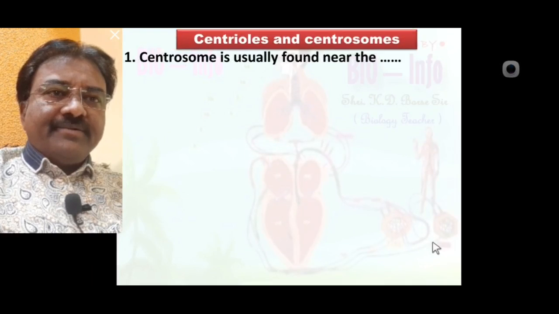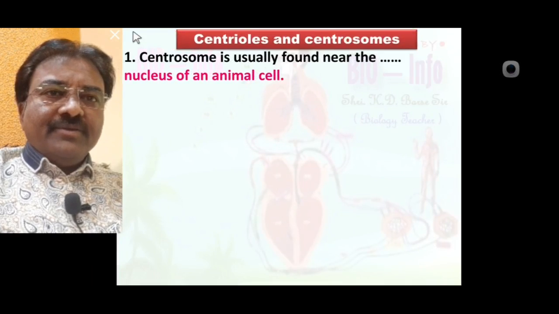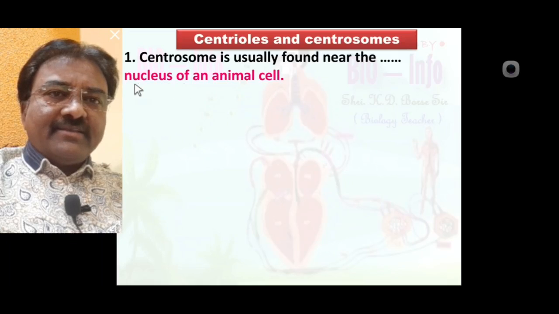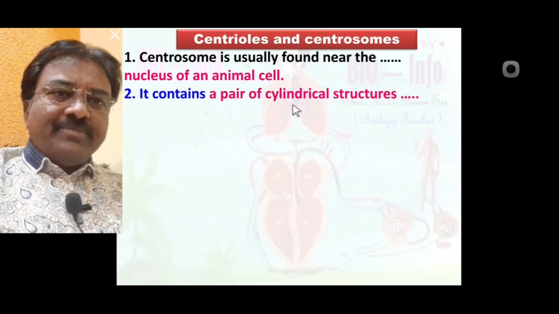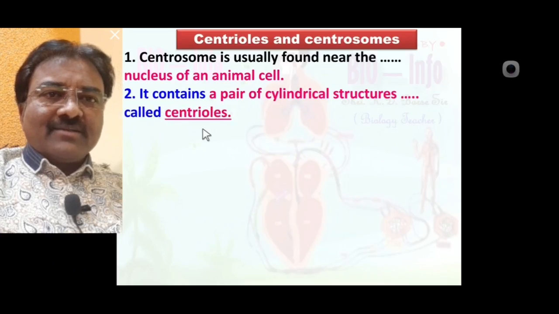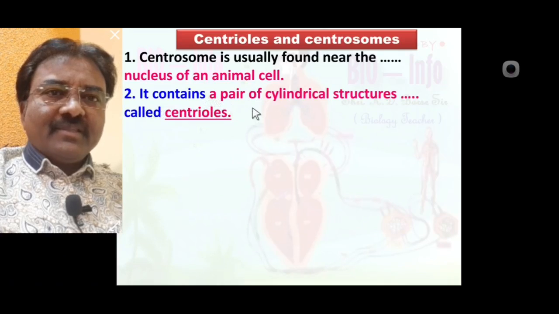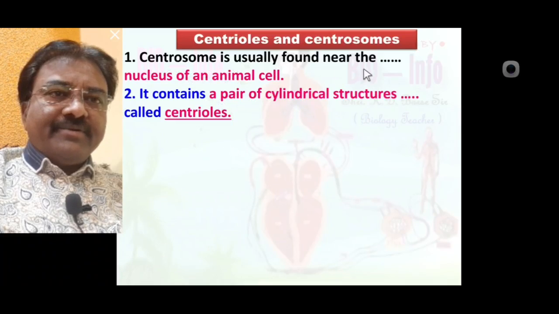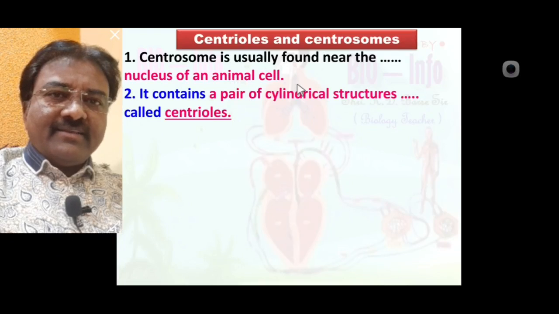Centrosome is usually found near the nucleus of an animal cell. Always remember, centrosome is usually found near the nucleus of an animal cell. It contains a pair of cylindrical structures called centrioles. This means centrioles are present inside the centrosome.